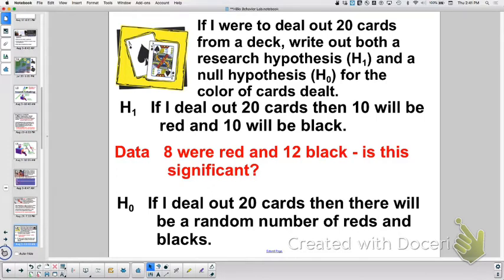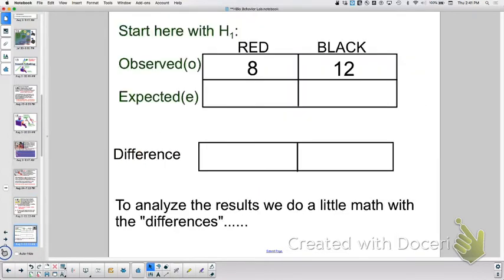Okay, now let's use the math. I agree with you, but we need to say at what point it is chance and at what point there is some other factor. So, if I were doing a research hypothesis and I said I was going to deal out 20 cards, how many would you expect to be black and red? 10 each, yes? So my expected data would be 10 red cards and 10 black cards. Do you agree with that? Okay, so now I just need to see how far I am off in my results, where I got 8 red cards and 12 black.